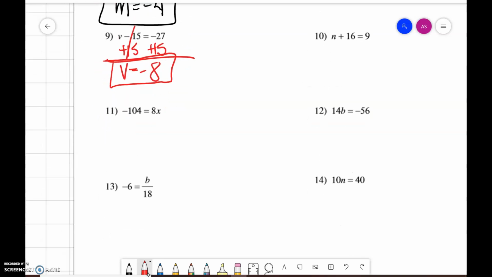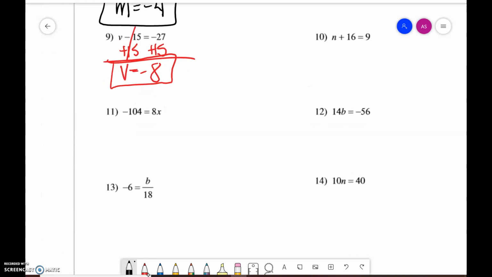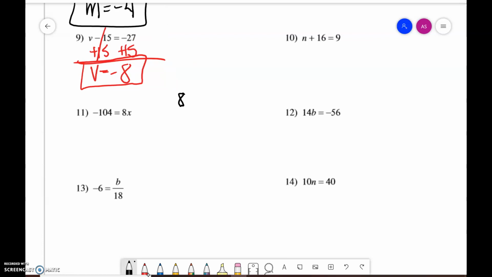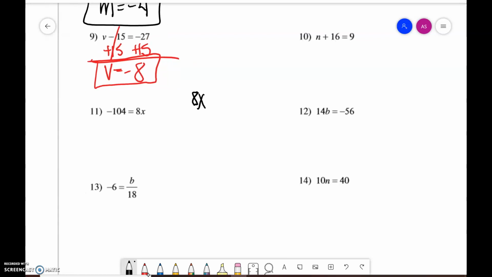All right, so for this next problem, we have multiplication. We have negative 104 equals 8x. So 8x is like 8 times x. Again, if it's better for you, you can rewrite the problem to where your variable is on the left side. Okay, and you're going to be doing those same steps.